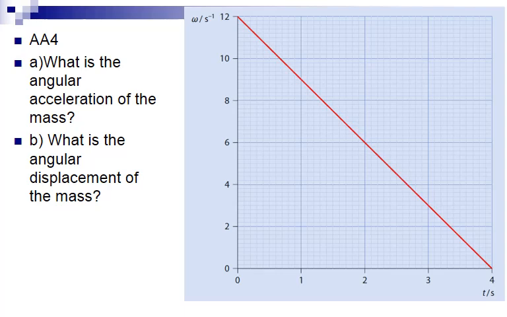Now we're going to take a look at this motion as we consider this object that has an angular speed over a period of time. We notice here the angular speed starts at time equals 0. It starts at 12 and then eventually gets down to 0.